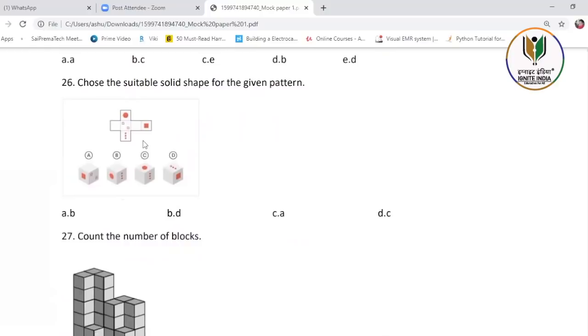Okay. Again, do the same thing. Okay. Now, square and the dots are opposite. So this is not possible. Circle and 3 dots are opposite. This is not possible. This is not possible. The only remaining one is D. Okay.